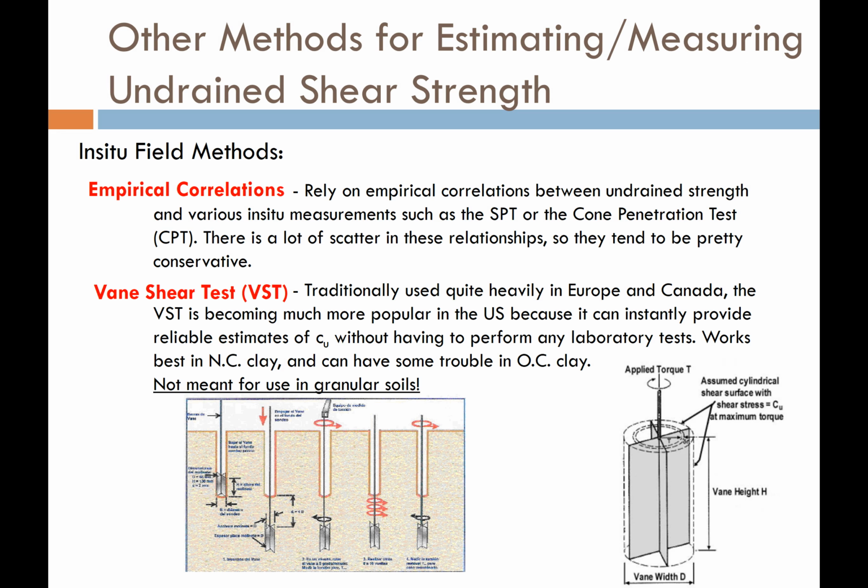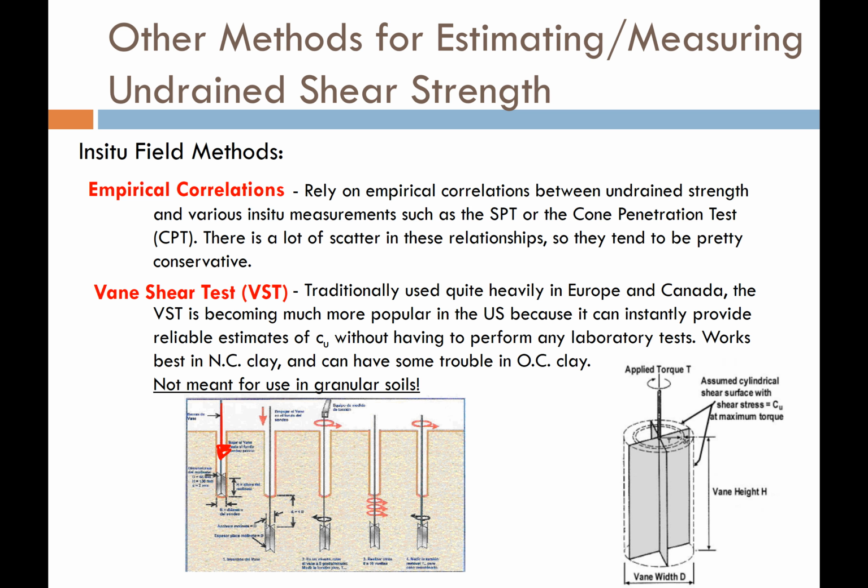Another method that's really popular in certain places of the world, like in Canada and Scandinavia, is the Vane shear test, or the VST. The Vane shear test is a really handy device. Basically, it's a paddle-like probe with 4 paddles that is lowered down into a borehole and pushed down into the soil to the depth of interest, and then it is spun up at the top, which the torque goes all the way down and it spins these paddles, and you measure the torque that's applied to spin the paddles in the soil.